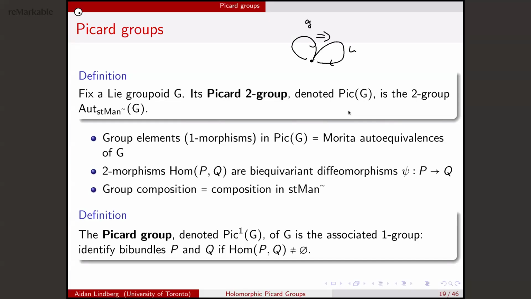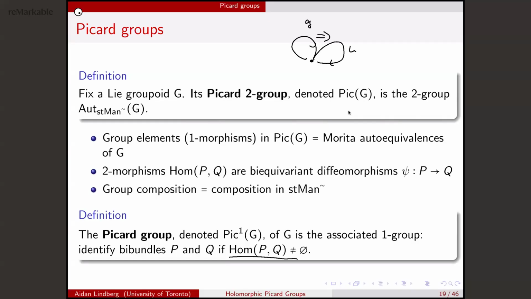Okay. So the group elements of this Picard 2 group are going to be Morita autoequivalences, these things we've been looking at. And the 2 morphisms are going to be these bi-equivariant diffeomorphisms we were looking at again. And then the composition is the composition we just discussed. Okay, now the Picard group, which is a genuine group, is going to be the associated 1 group, which is saying that if you have 2 of these bibundles P and Q, and if there's a single 2 morphism between them, then I'm going to identify them.